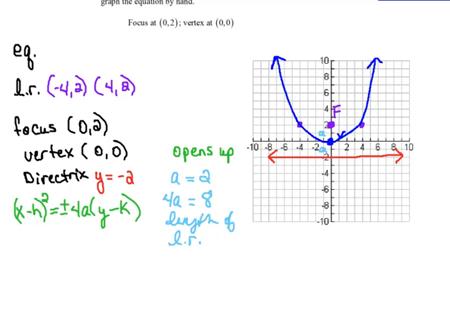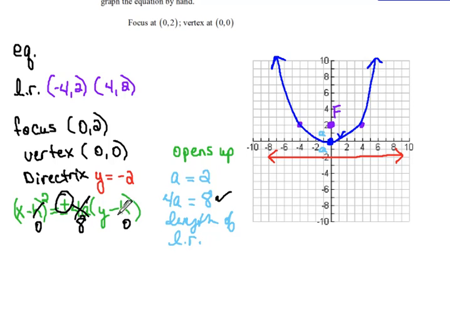We actually have everything that we need in order to plug in here already. We know our h and our k because that's the vertex, h and k. So h is 0 and k is 0. We also know what our 4a is. That's 8. So we can replace 4a with 8. And we also know whether this is going to be positive or negative. Since it opens up, that's in the positive direction. So that says that we have to be looking at a positive 4a.